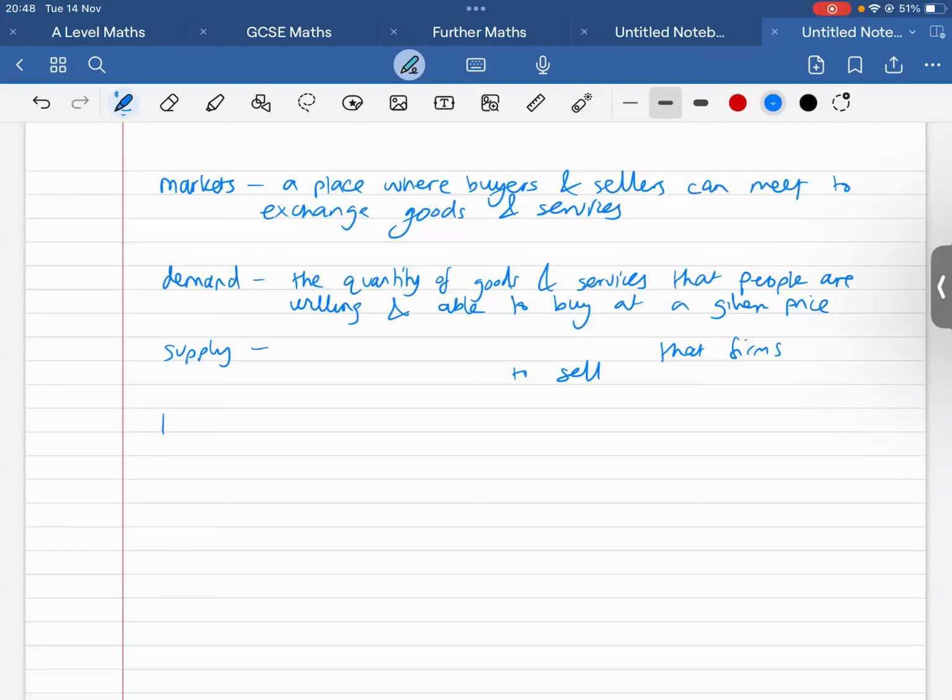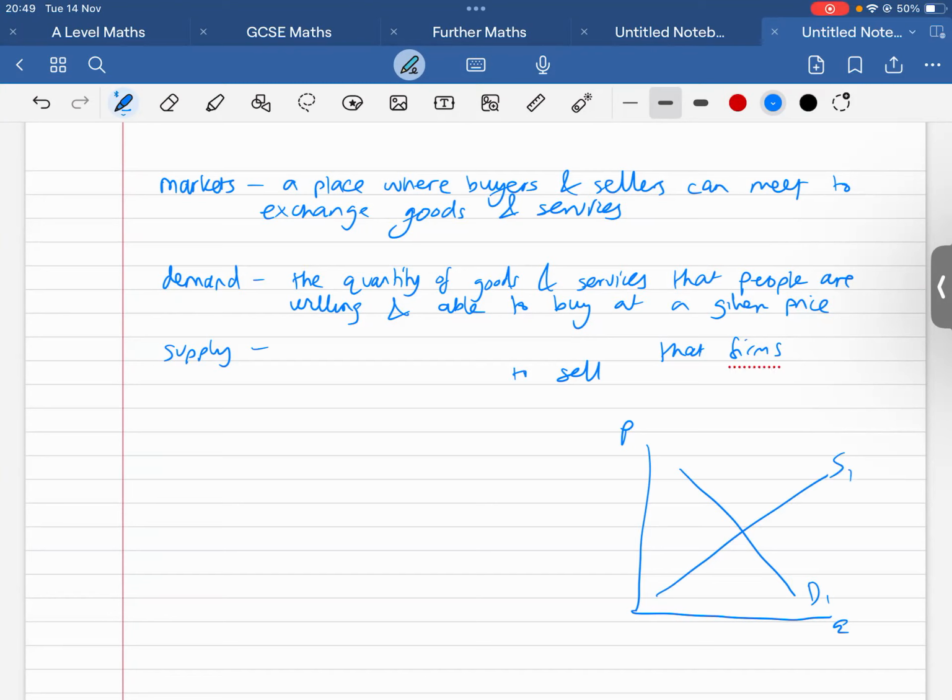For each of these, we need to know the definition, the slope, and the factors. So we've done the definition. Let's do the slope. So is demand upward sloping or downward sloping? Downward sloping. And supply is upward sloping.